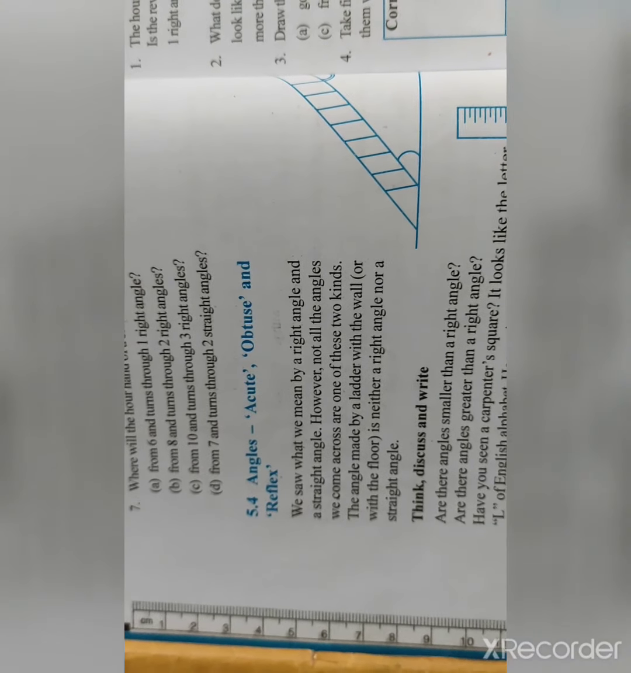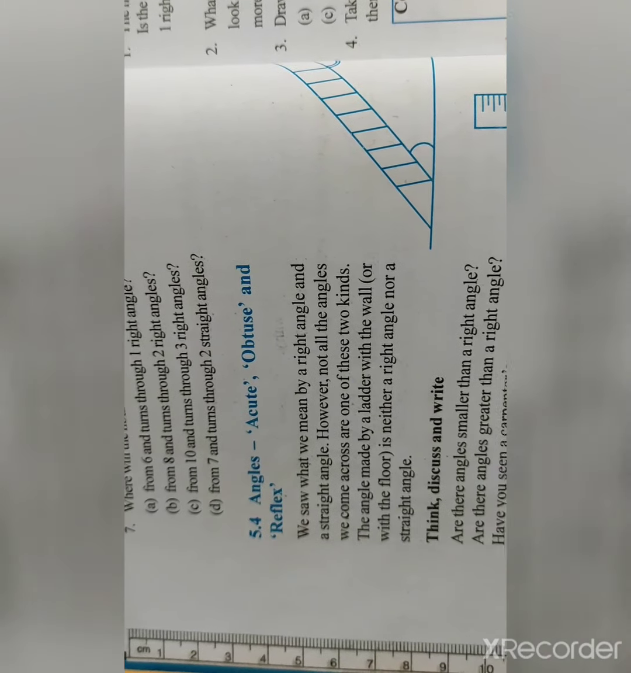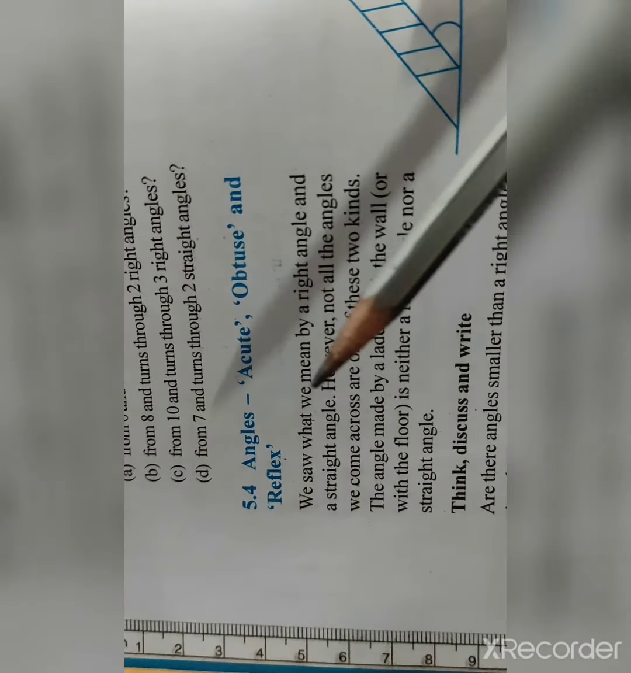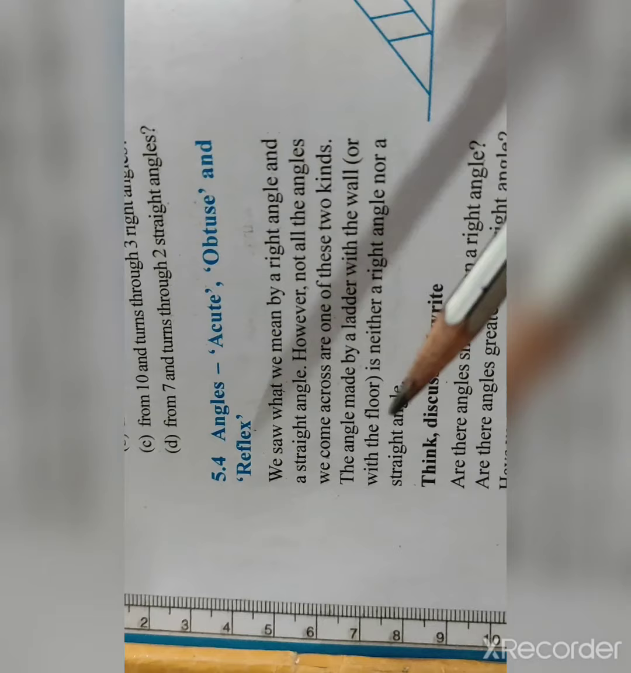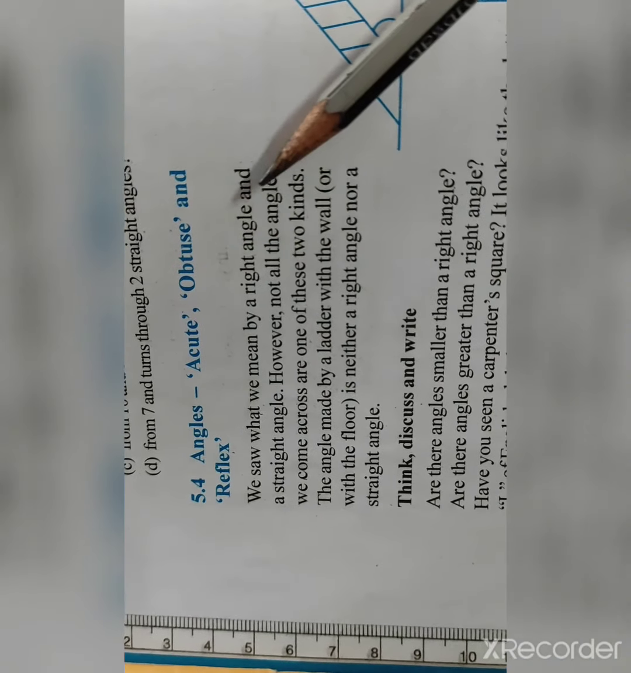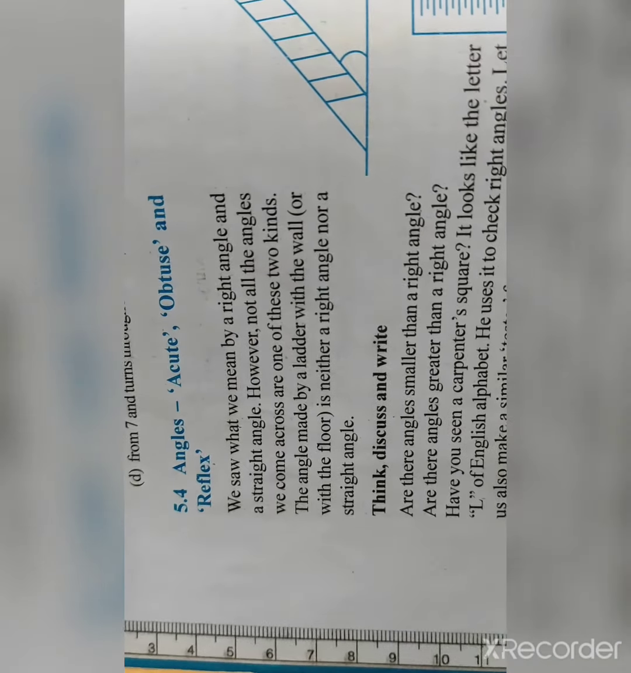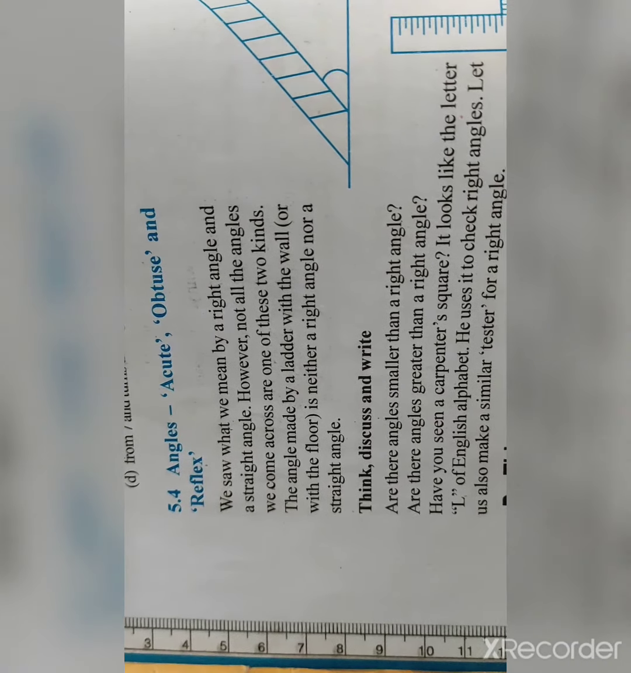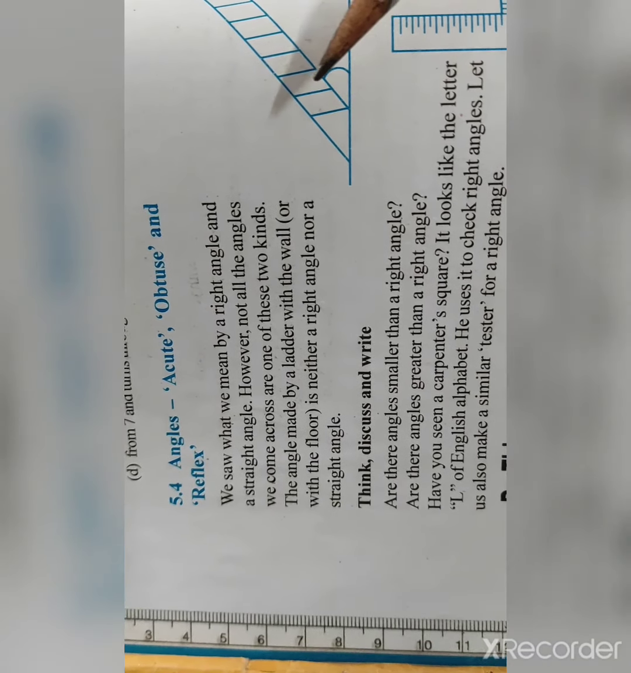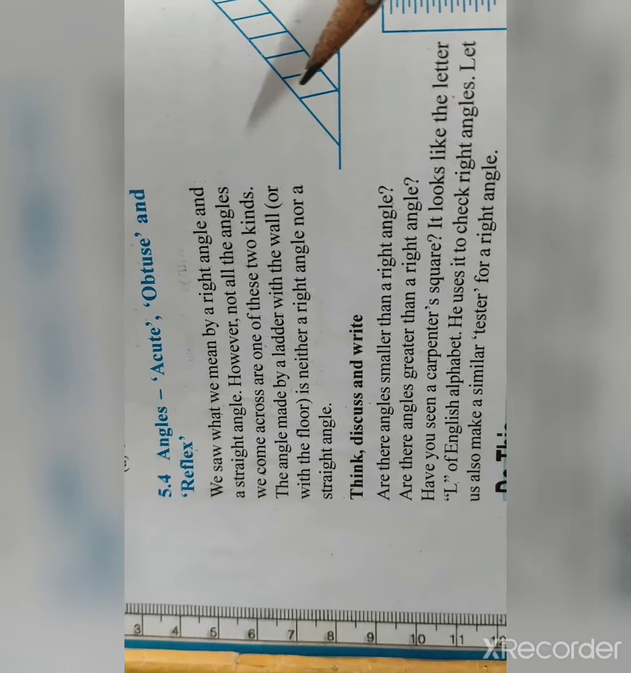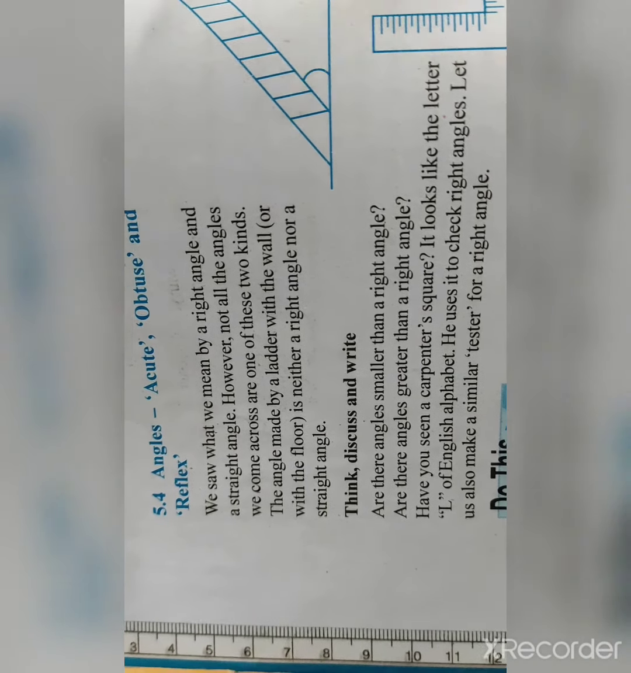6th standard students, let us start from page number 92. Angles: acute, obtuse and reflex. So we saw what we mean by a right angle and a straight angle. Already we talked about it in 5.1 and 5.2. However, not all the angles we come across are one of these two kinds.